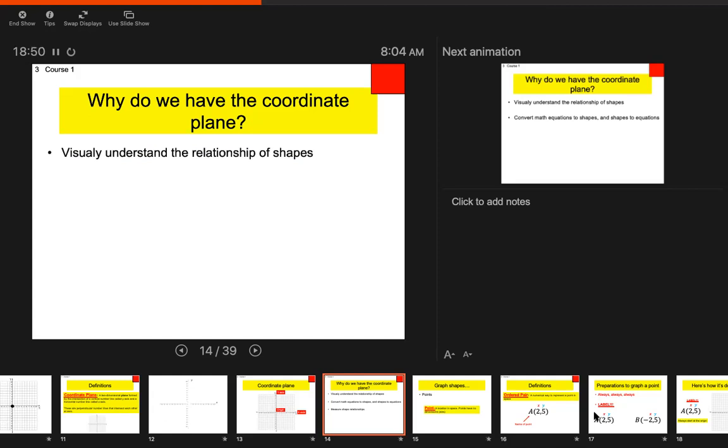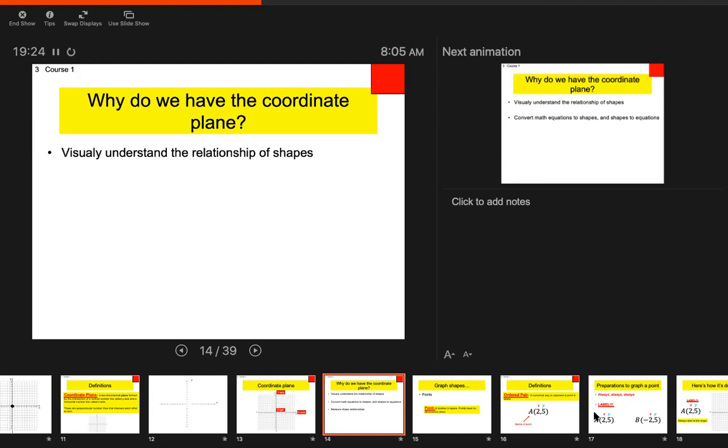All right, write this down. First off, the first reason why we do this: it allows us to visually understand the relationship between shapes. I can talk until I'm blue in the face about triangles, parallelograms and trapezoids. Those are words describing physical objects, shapes. What the coordinate plane allows us to do is to draw those. So that now instead of using words to describe, hey, one is above the other and it's 2/3 away from the other, I can draw that and visually represent what it looks like.